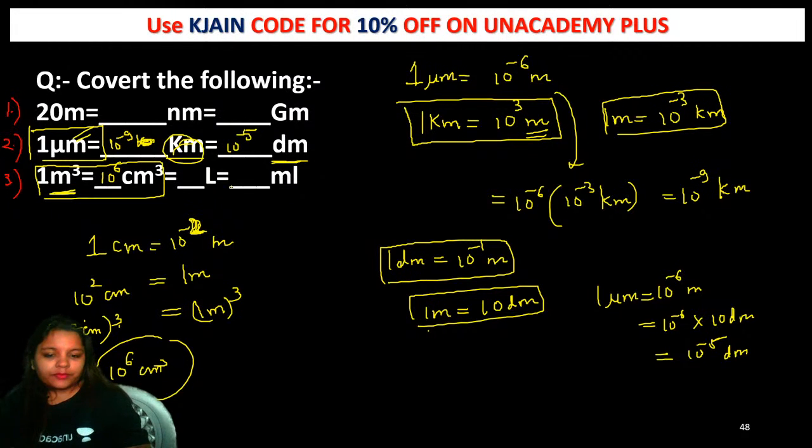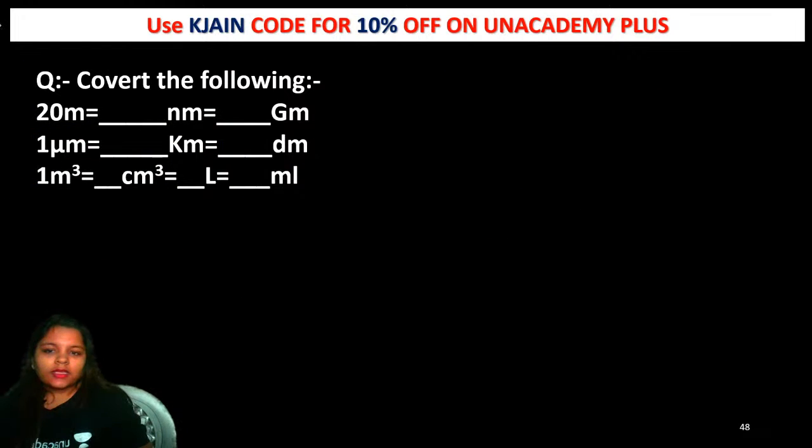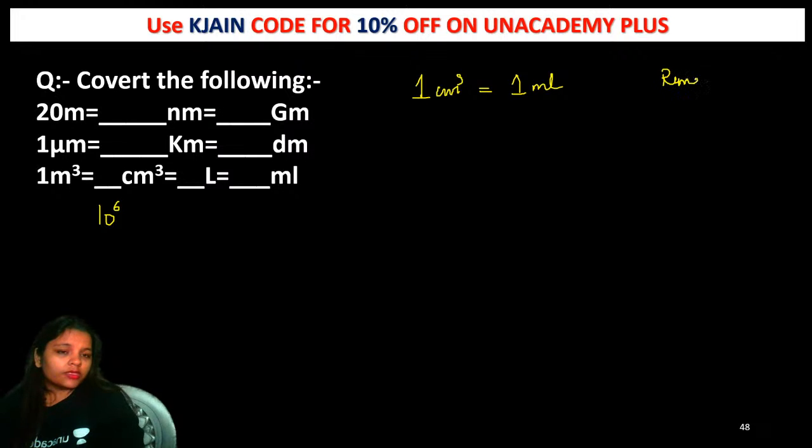Okay. Now let's talk about the things. Here we got 10 to the power 6. Now let's talk about how much centimeter cube is equal to 1 ml or liter. You have to remember 1 centimeter cube is always equal to 1 ml. Remember this thing for your exam. So 10 raised to power 6 centimeter cube will be equal to 10 to power 6 ml.